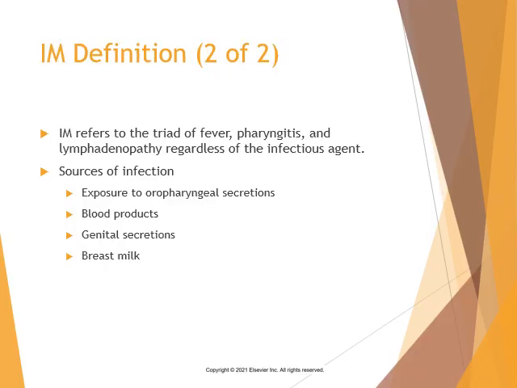What this refers to is what they call the triad: fever, pharyngitis, lymphadenopathy. And regardless of what the causative agent is, you will see fever, pharyngitis, and lymphadenopathy if you have infectious mononucleosis. Sources of infection: exposure to oropharyngeal secretions. Blood products, genital secretions, and breast milk can also be sources.